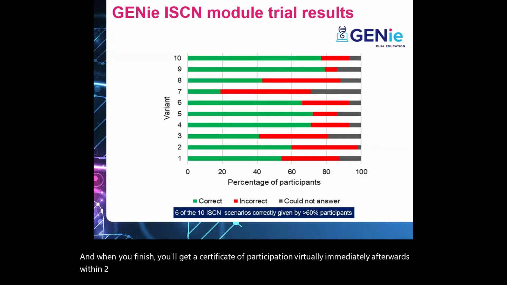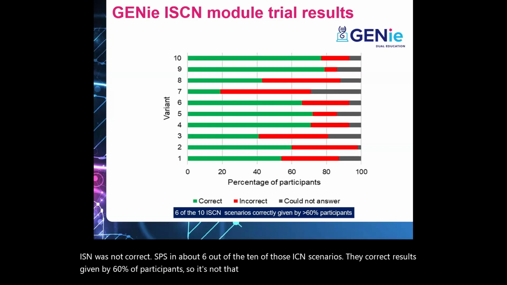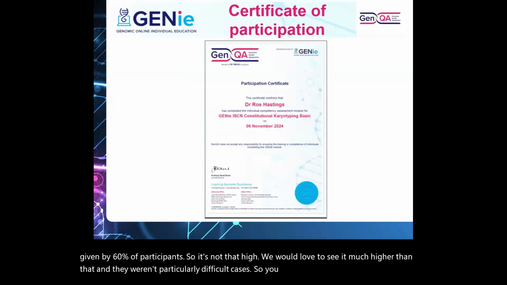So this was one of the trial results, and you can see that, unfortunately, for some of the variants, the ISCN was not correct. In about 6 out of the 10 of those ISCN scenarios, the correct result was given by 60% of participants. So it's not that high. We would love to see it much higher than that, and they weren't particularly difficult cases. So you do get a certificate of participation.